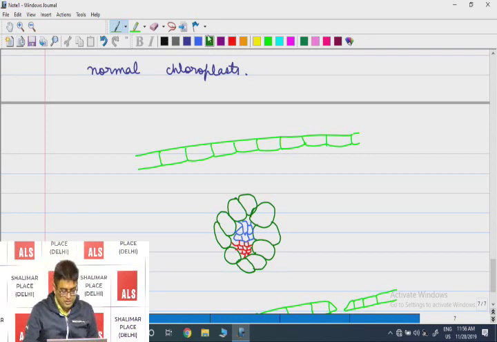Now in this bundle sheath cell, you will find a lot of chloroplasts, and they are like this. These are the chloroplasts. They are all looking towards the center. So this is called the centripetal arrangement of chloroplast, like this. Clear? This should do.